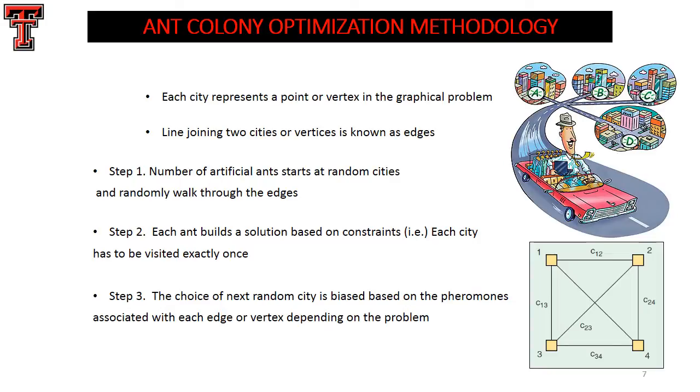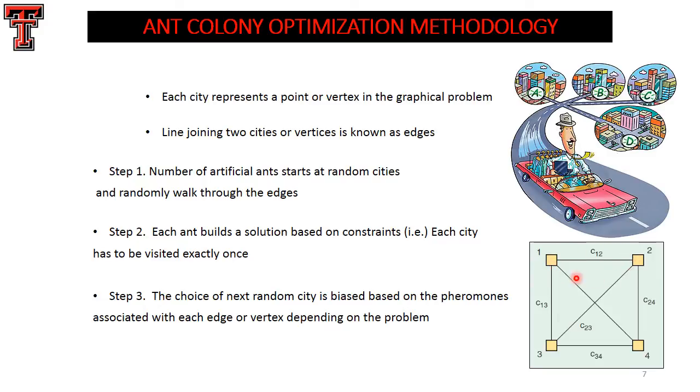In order to represent these NP-hard combinatorial optimization problems in a graphical form, each city the salesman visits can be considered as a point or vertex in the graph, and the path connecting two different cities can be represented as an edge. As already mentioned, each path is randomly assigned a pheromone concentration initially.